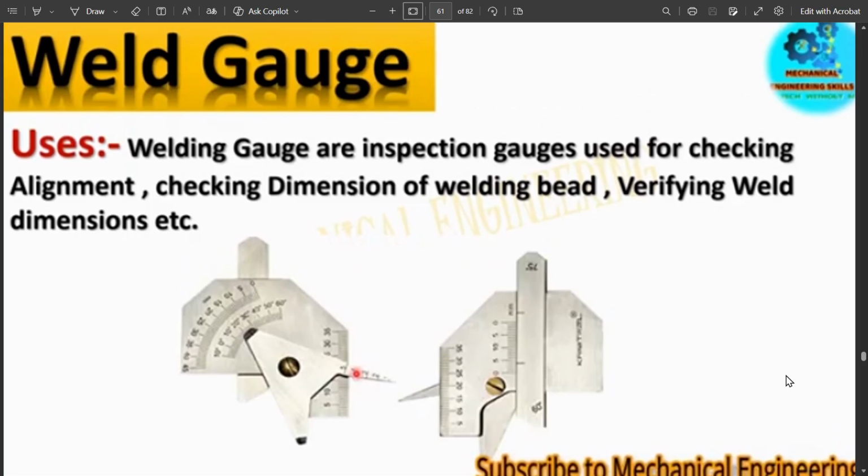Another gauge is the oiling gauge. Oiling gauges are inspection gauges used for checking alignment, checking the dimension of the oil bead, verifying oil dimensions, etc.